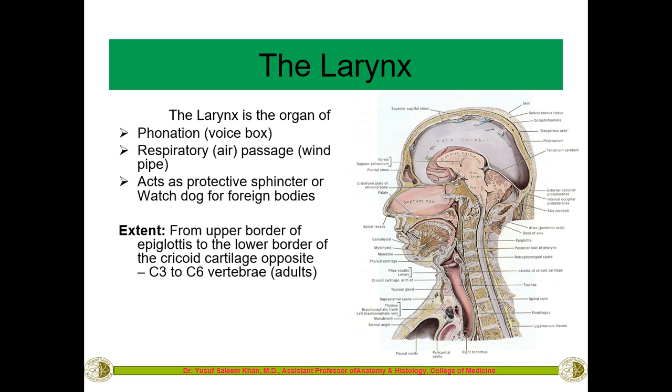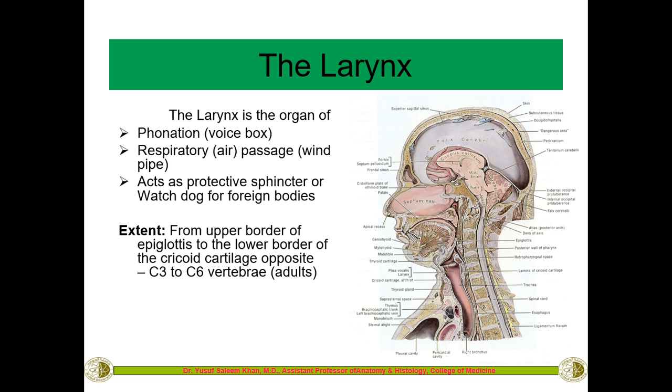So what is the extent of this larynx? If you see this picture, the larynx extends from the upper border of the epiglottis to the lower border of a cartilage here called the cricoid cartilage. In this picture you can see the cricoid cartilage corresponds to this part here, and here the epiglottis. This whole thing, from here to here, is called the larynx.